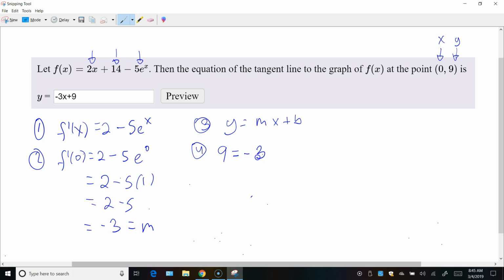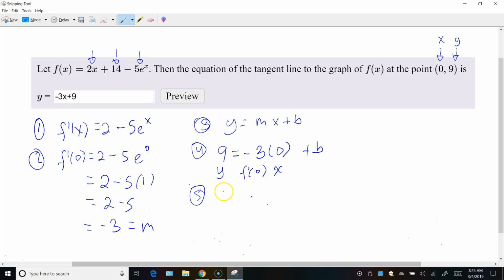So you put negative 3. The value of x comes from the point where x equals 0, so you put that right here. This is the y from the point. This here is f prime at 0. That's the x from the point. And then plus b. Okay, so then you work that out.